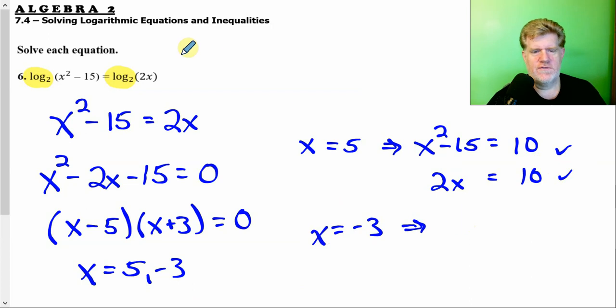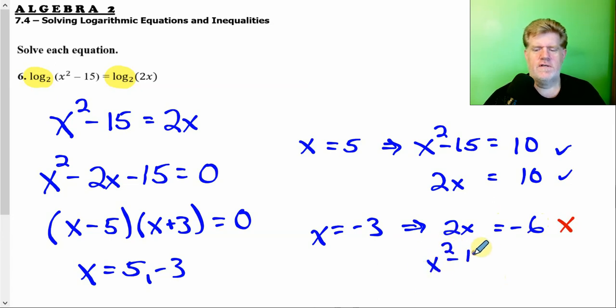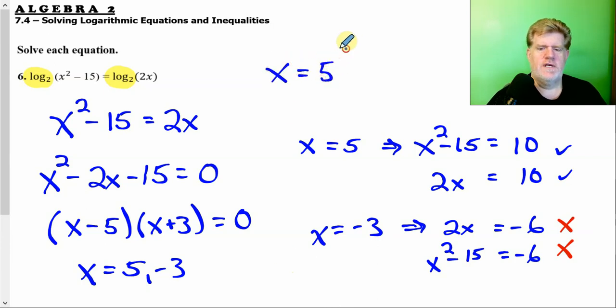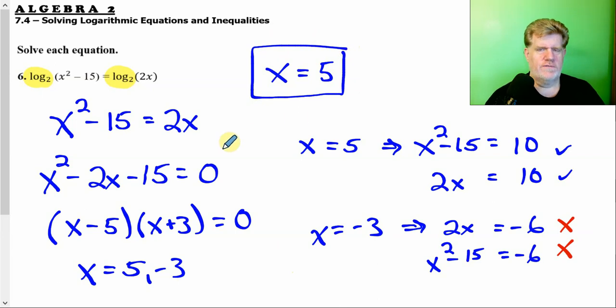I can already tell it's not going to work because I just looked up here at 2x. 2 times negative 3 is negative 6. Not going to be good. I can try the other one if I want, although I really don't need to. It's redundant now. Negative 3 squared is 9. 9 minus 15 is negative 6. So yes, they equal each other, great, but they're negatives, so it's no good. Our answer in this case is only 5, because negative 3 does not work.